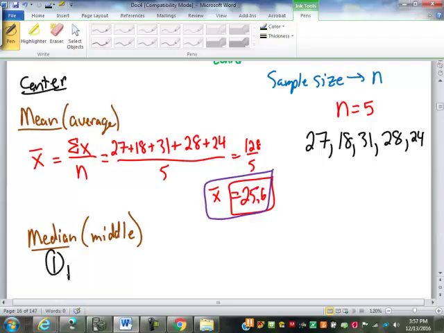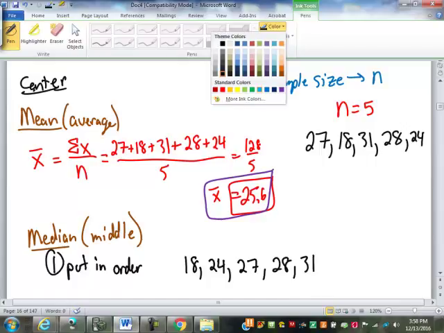Step 1, put the numbers in order from smallest to largest. So let's see, we got 18, 24, 27, 28, and 31. They're in order, smallest to largest.